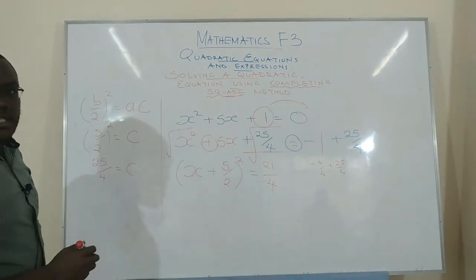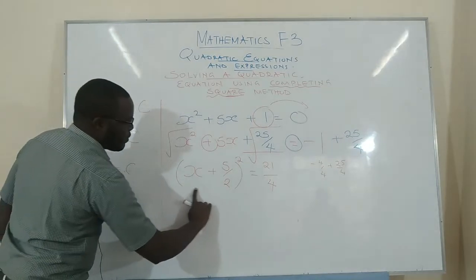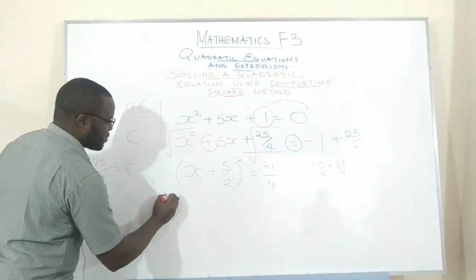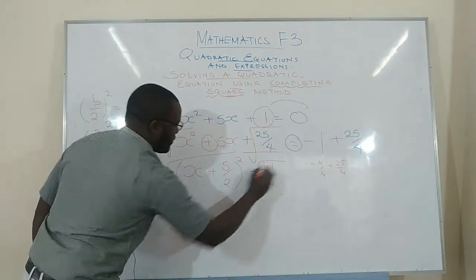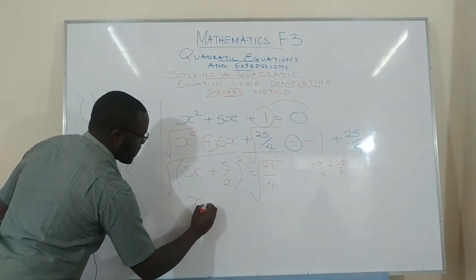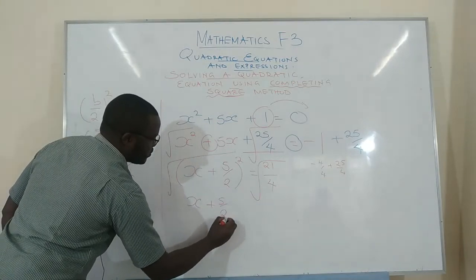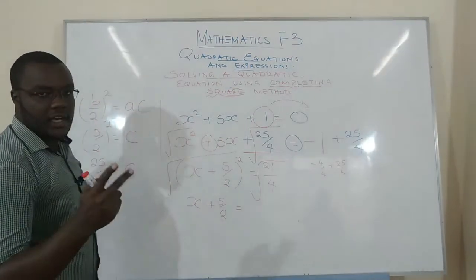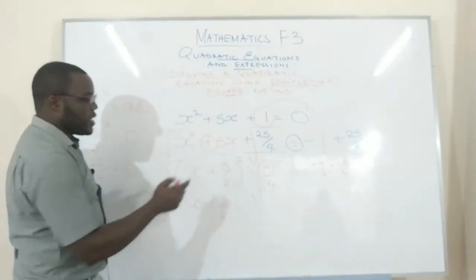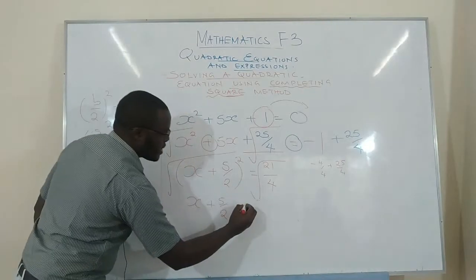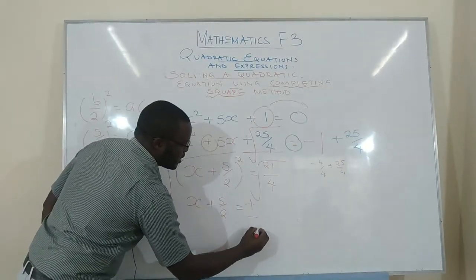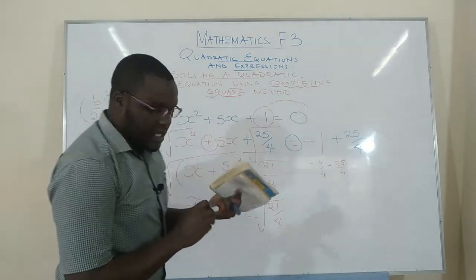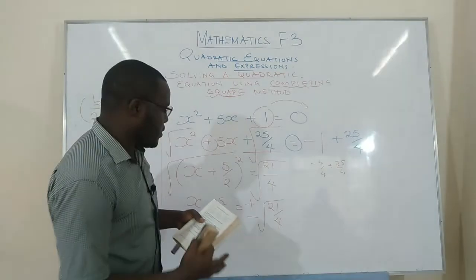From there now I can proceed. This is a square, and it is equal to a value. So at this level, I square root both sides. There we have it. This will give me x plus 5 over 2 is equal to, remember we say that a quadratic must have two answers. Therefore, this is going to be interpreted as plus or minus the square root of 21 over 4. Now at this level, I want to pick my calculator. You can also pick your calculator.